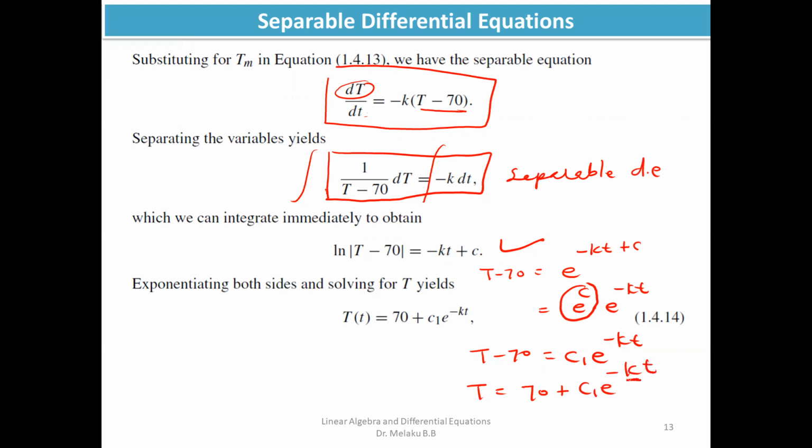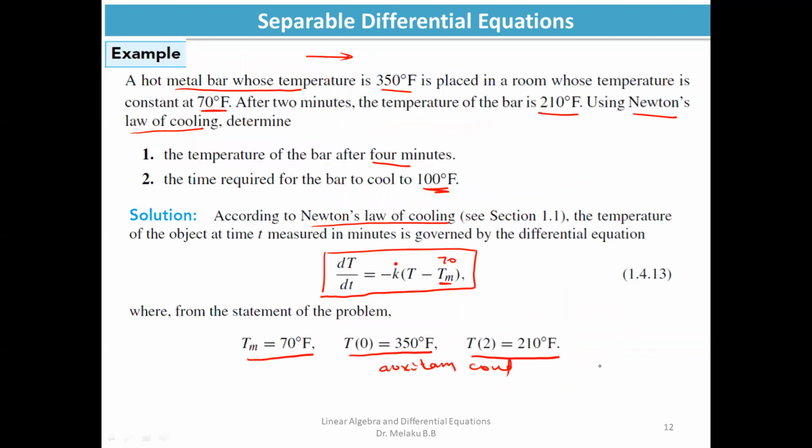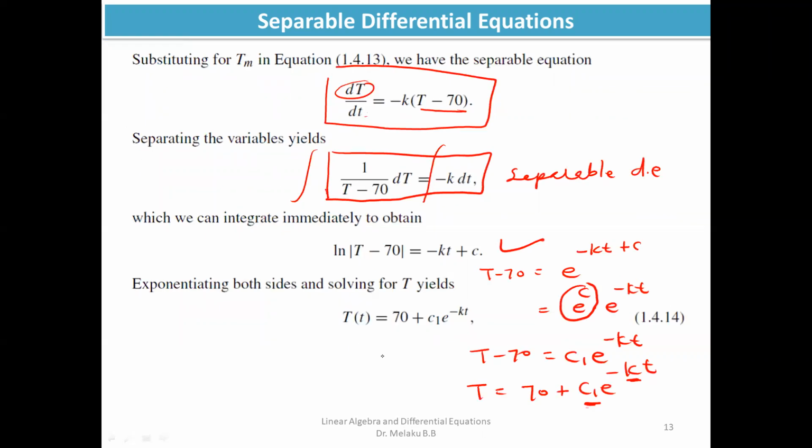So here we have two constants, k and C1. We need to find what k and C1 are. From where? We can use auxiliary conditions here. These auxiliary conditions will help us to find exactly what C1 and k are.